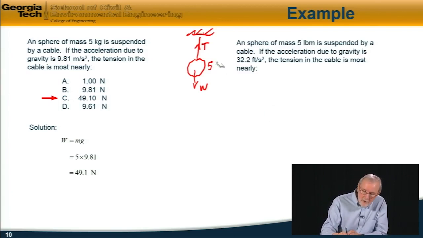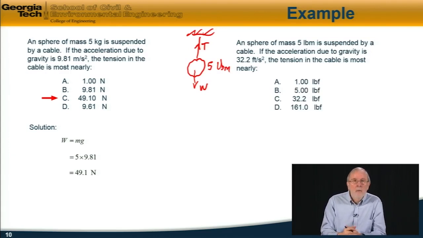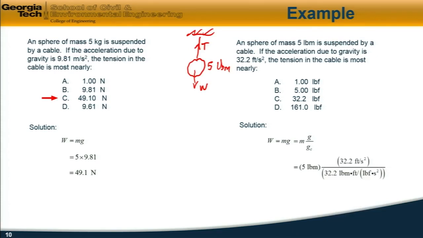Secondly, the same problem, but now we have a sphere of 5 pounds mass, which is hanging from this cable, and the acceleration is 32.2 feet per second squared. The tension in the cable is most nearly which of these? Here again we have the same basic equation, that the tension is equal to the weight of the object, which is m times g. However, now we have to be careful. Because of the units here, we have to divide that by gc, the gravitational constant. Substituting in, we have 5 pounds mass times 32.2, the acceleration due to gravity, divided by the universal gravitational constant, which I'll round off to 32.2, and has units as shown. As you can see by checking the units, pounds mass cancels, feet cancels, seconds squared cancels, leaving me with an answer of 5 pounds force, which of course we would intuitively know. So the answer in that case is 5 pounds force.